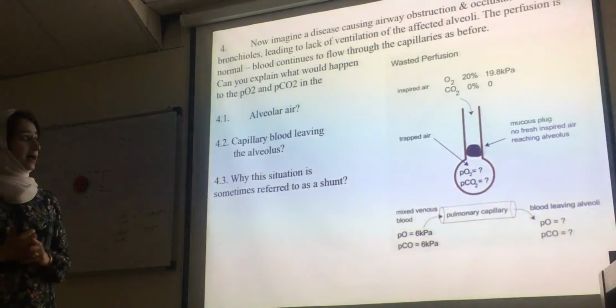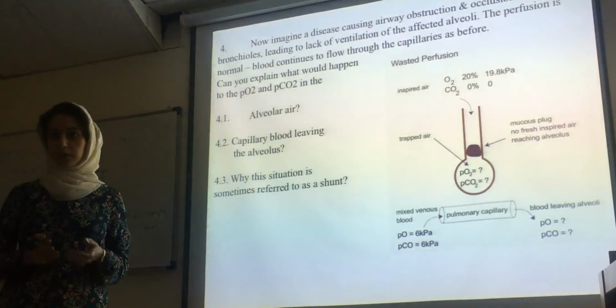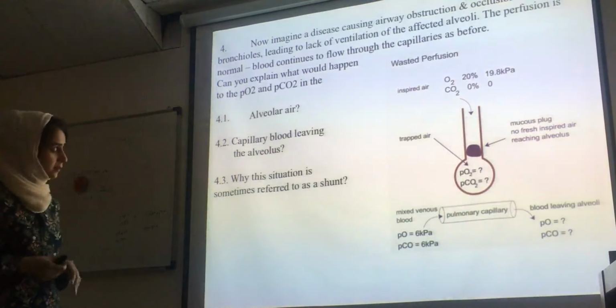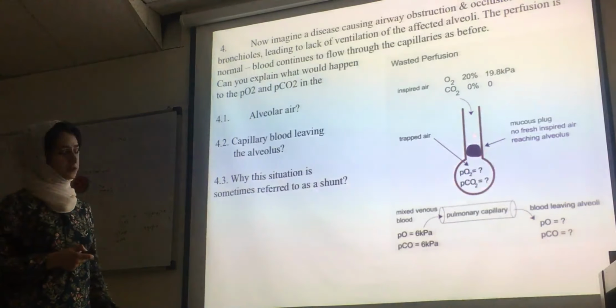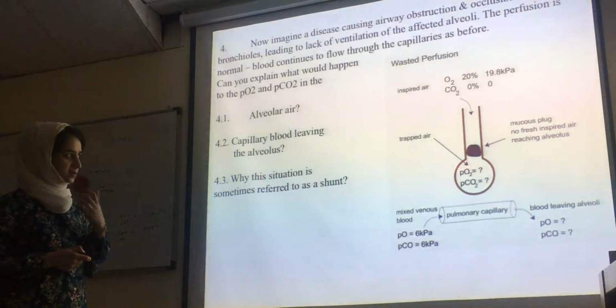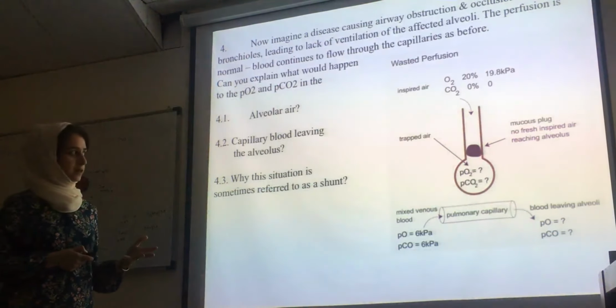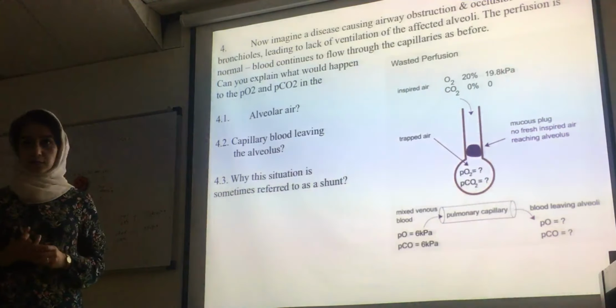Let's come to another question. This time, the perfusion is good, blood flow is good, but there will be obstruction in one of the lung units. This bronchiole, for example, is obstructed. What will happen to the alveoli? There will be no ventilation to that alveoli. So let's see what the questions are.